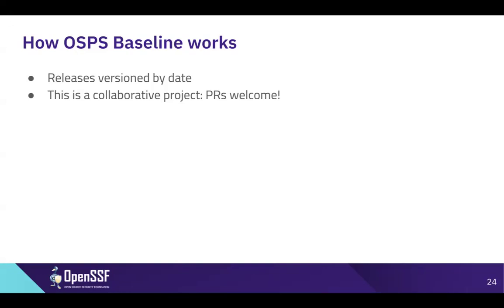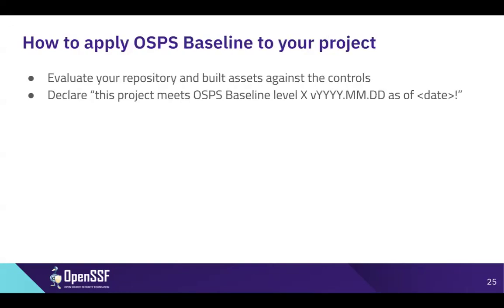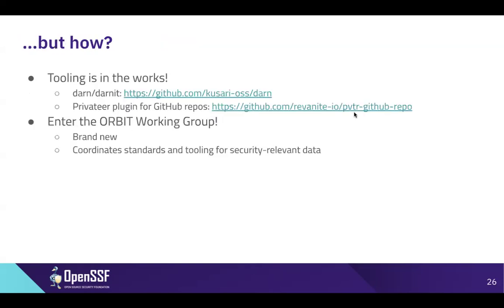Next slide, please. So, how do you apply it to your project? Well, like I said, you don't want to produce a report card. So you evaluate your repository and your built assets against the controls, and you say, this project meets the baseline level, version such-and-such, as of such-and-such date. Cool. Next slide, please.